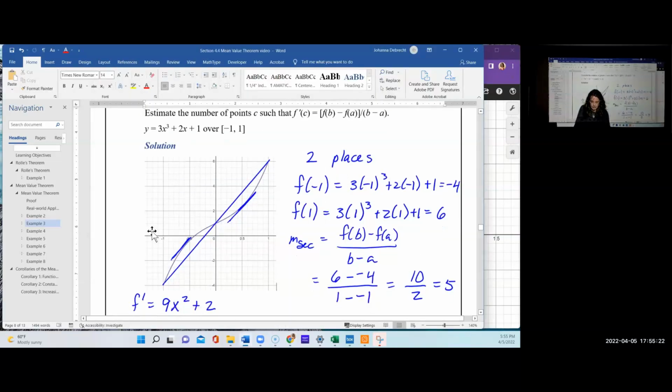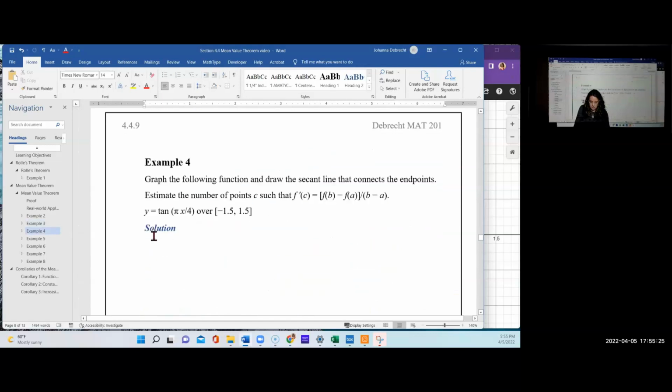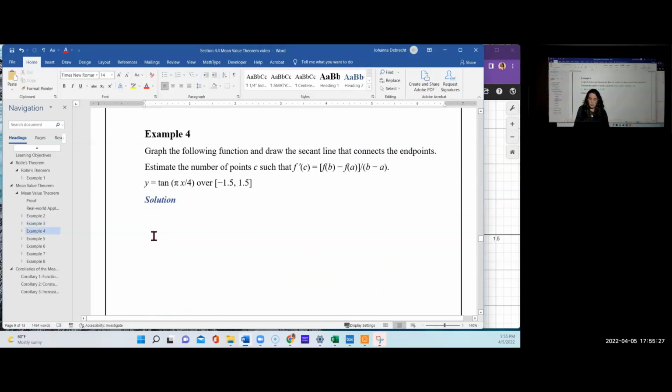Let's now move on to the next example, which is number 4. In example 4, we again want to graph the function and draw the secant line that connects the endpoints and use the graph to estimate the number of points C where the slope of the tangent line, f prime of C, is equal to the slope of the secant line, the difference quotient. Our function this time is tangent of pi x divided by 4 over the interval from -1.5 to 1.5, which is the same as 3/2.